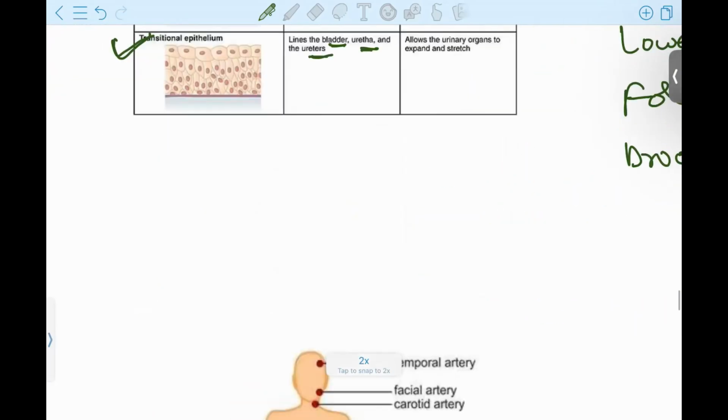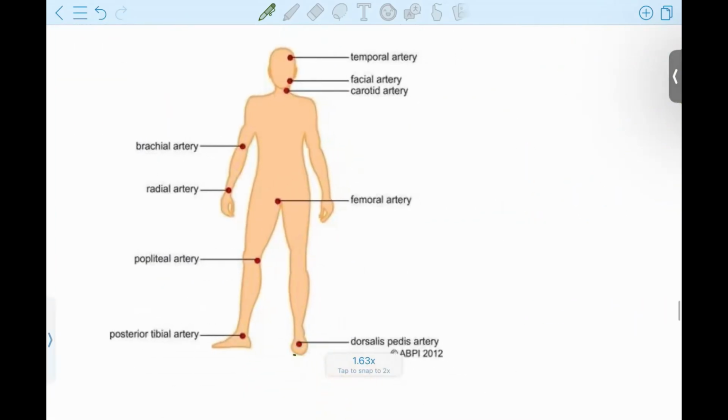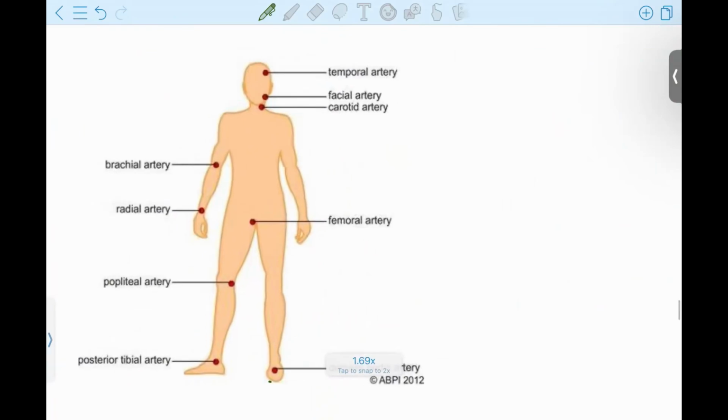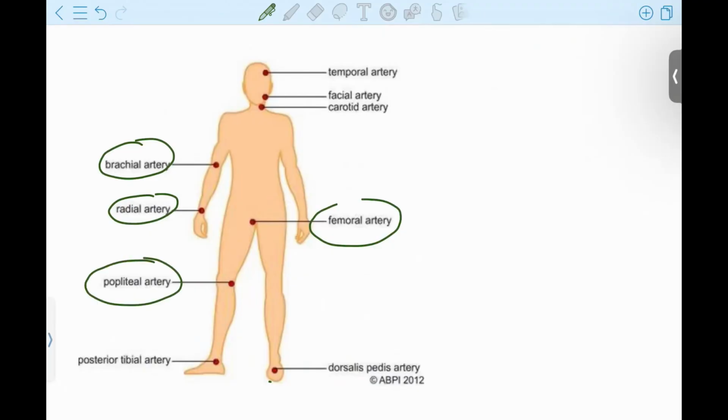Next, moving on to the pulse points. Pulse points are directly asked by image-based questions. The commonly asked ones are your radial artery at the anatomical snuff box, brachial artery at the cubital fossa, femoral artery near the femoral triangle, inguinal region, and the popliteal artery at the popliteal fossa, the posterior tibial artery, and the dorsalis pedis artery. These are the pulse points asked in image-based questions.